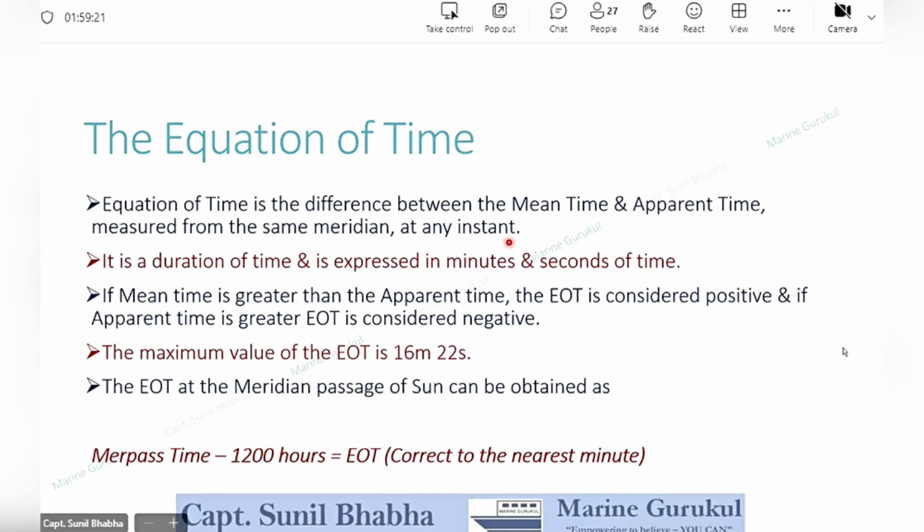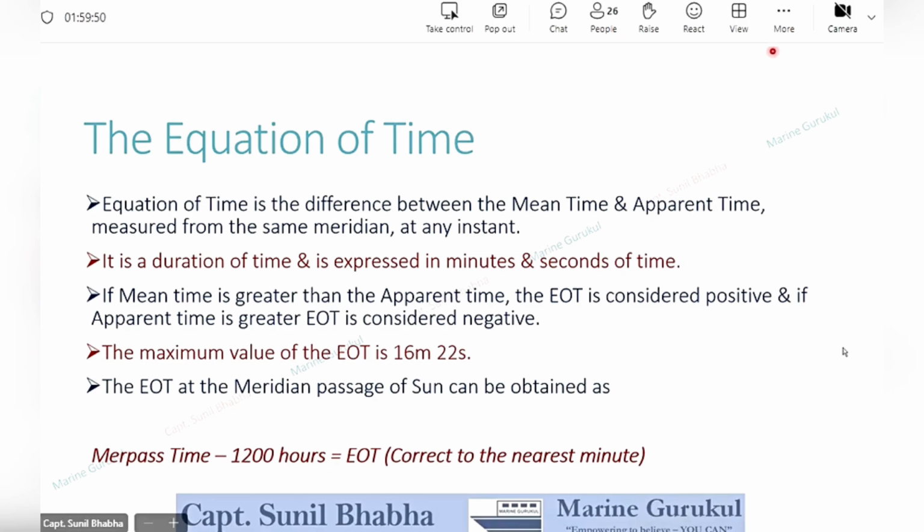Say for example, if the mean sun is on my meridian right now, even though it's an imaginary sun, let's assume the mean sun is on my meridian. After how much time the true sun is going to come on my meridian? This difference or this duration of time is called the equation of time. So it is a duration of time and is expressed in minutes and seconds of time.